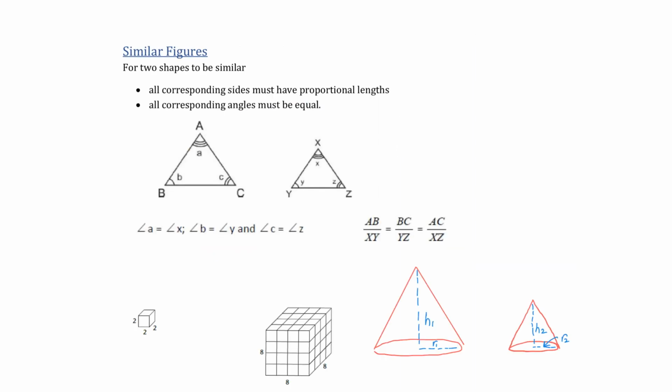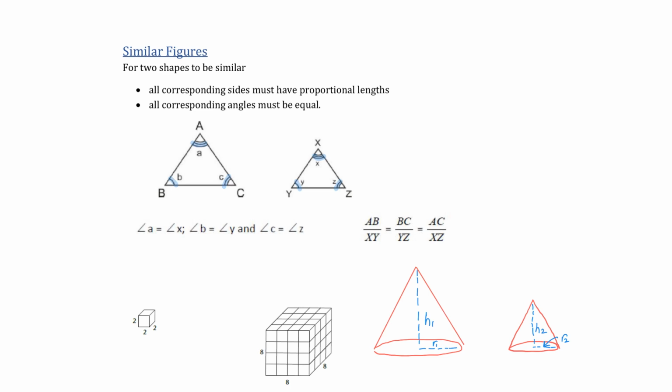So let's move on to the concept of similar figures. Similar figures are those figures in which, first of all, the corresponding angles are equal. So the angle A must be equal to angle x, angle B must be equal to angle y, and angle C must be equal to angle z. This is when we have similar angles, similar figures.